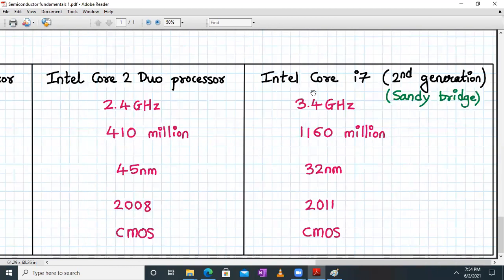Then came the very high end Intel Core i7 second generation. There were around 11 generations, from first generation to 11th generation, and I've just written the second generation i7 core processors. It used a clock frequency of 3.4 gigahertz and 1060 million transistors, and the channel length kept on reducing to around 32 nanometer. It was launched in the year 2011, and the technology used was CMOS.